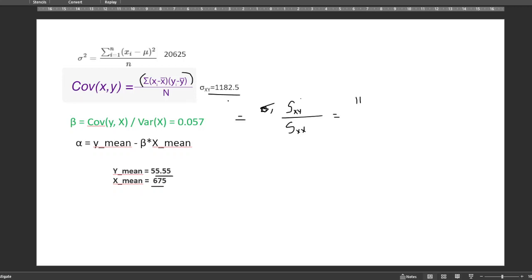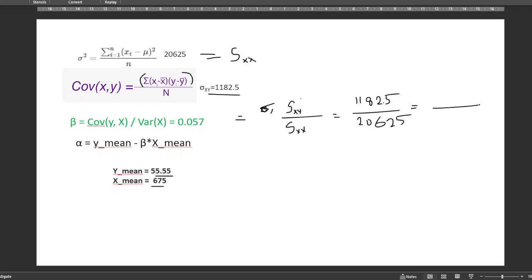This is the population covariance divided by n. So 1182.5 divided by sigma x squared, which is 20625. This is s xx. From this we can find the beta value.